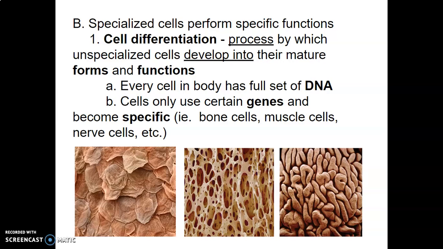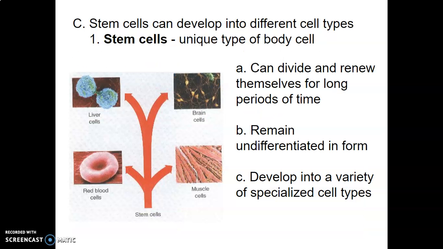So if we were to take a nerve cell out of your body, it's got the full gamut of DNA that you have in every one of your cells, but it's going to only use certain parts of that DNA to do its job. It's still got the code for what color your hair is going to be, right? But that nervous cell is only doing its job in the nervous system, carrying out signals throughout the body. So when they become specialized through cell differentiation, they're only going to use certain genes of that DNA.